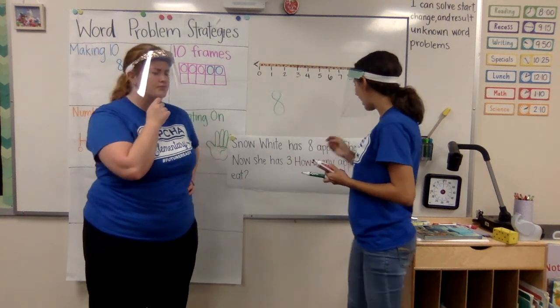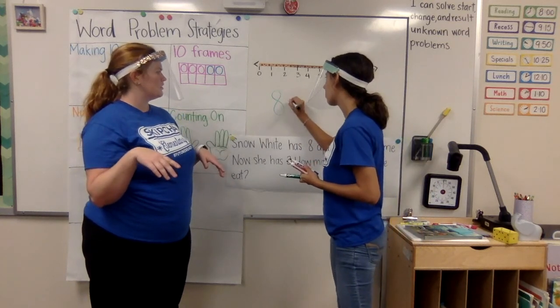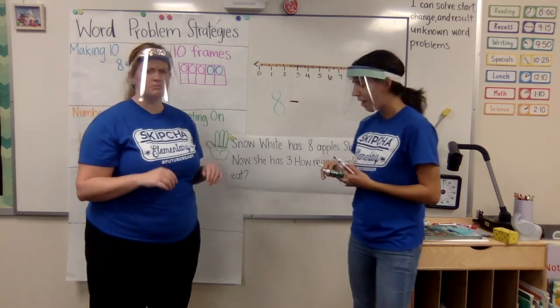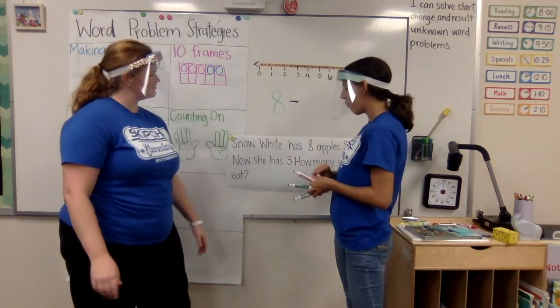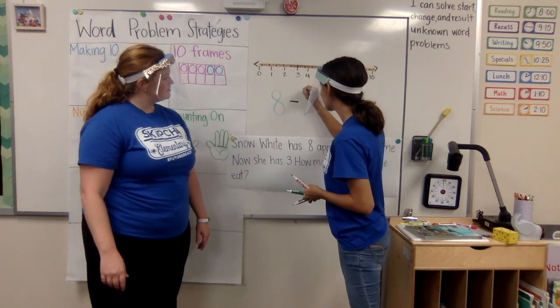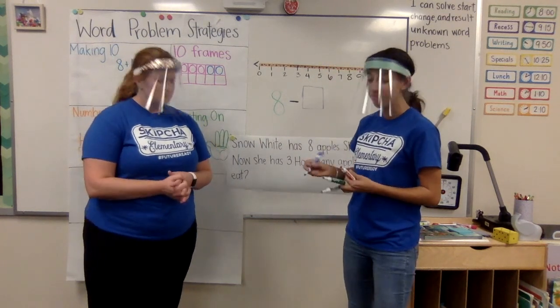And then she ate some. So if we ate apples, they're disappearing. So we have to put a subtraction sign. But it says she ate some. And we don't know how many some is. So this is going to be our mystery box for the number we are solving for.